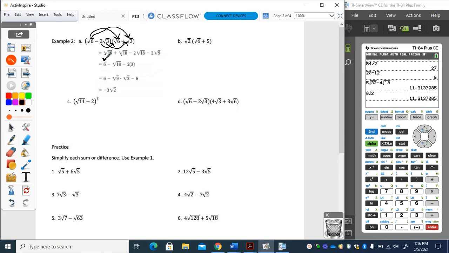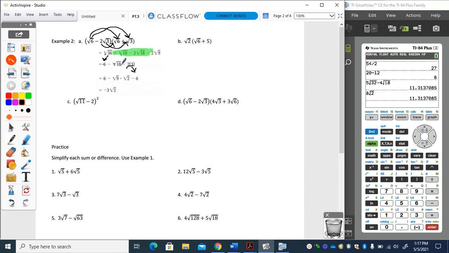Well, that's just 6. Can we simplify the square root of 18? No, we can't. Oh, but what about this? Square root of 18 minus 2 square root of 18. Can we combine those? Yeah, that'll give us a negative square root of 18. And then can we simplify the square root of 9? Yes, that gets us 3. So we have 6 minus the square root of 18 minus 2 times 3. What's 2 times 3, though? Gives us negative 6.